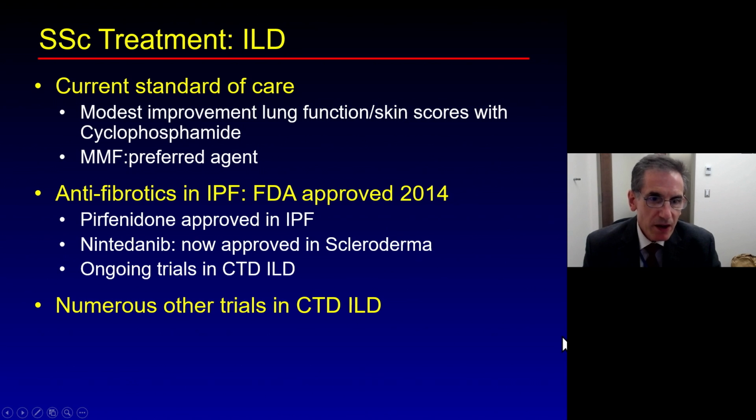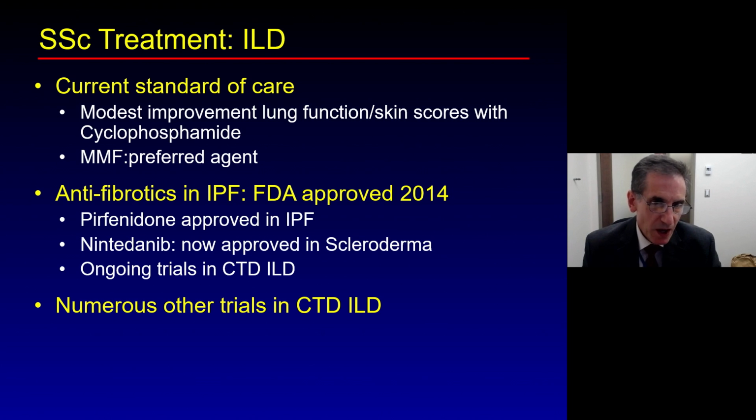Treatment in the modern era involves the use of a variety of drugs, including MMF or cyclophosphamide. MMF is a mycophenolate, which is now the preferred agent typically for patients with interstitial lung disease and skin involvement. There have been studies that have shown modest improvement in terms of lung function and skin scores with both of these drugs. But since mycophenolate is less toxic, we use that preferentially.